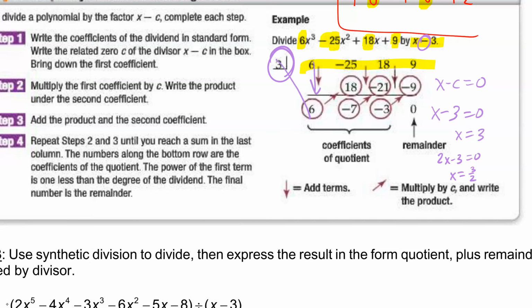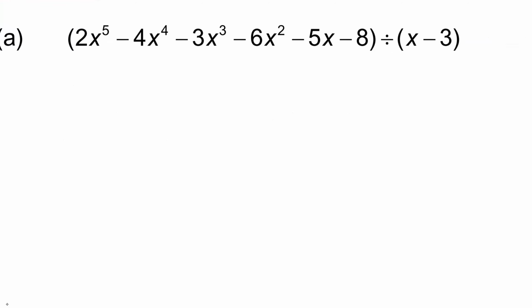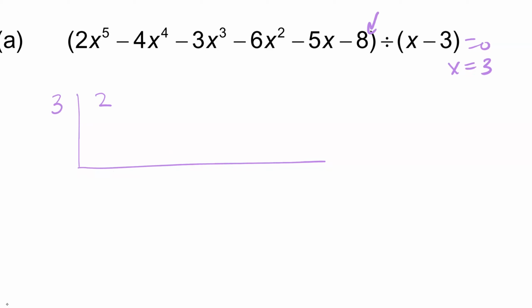You bring the first one down, multiply, write it here, add, multiply, add these, multiply, add them. If you get a remainder of 0, that means, hey, x minus 3 was a factor. We're solid. Okay, let's do this one. If I set x minus 3 equal to 0, I see the number I should put in is 3. So I put 3 here, draw my bar, 5, 4, 3, 2, 1, and technically this is 8 times x to the 0, which is just 1, so making sure I don't have any missing parts.